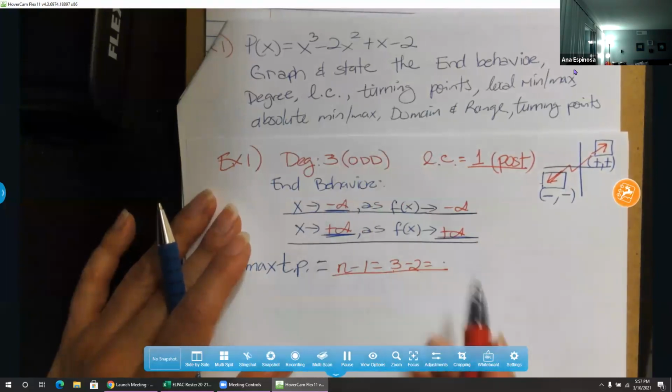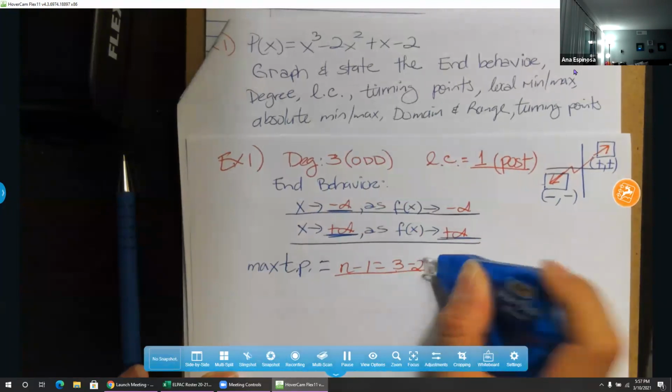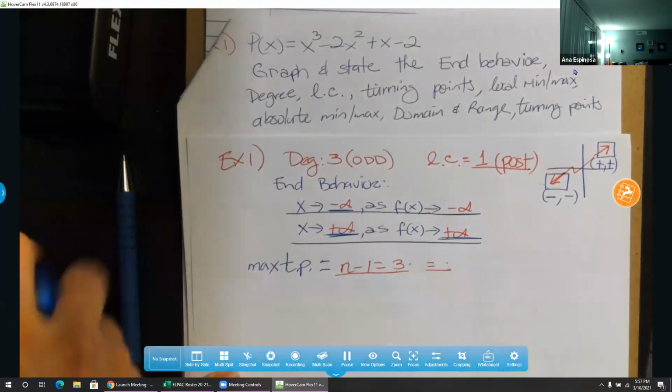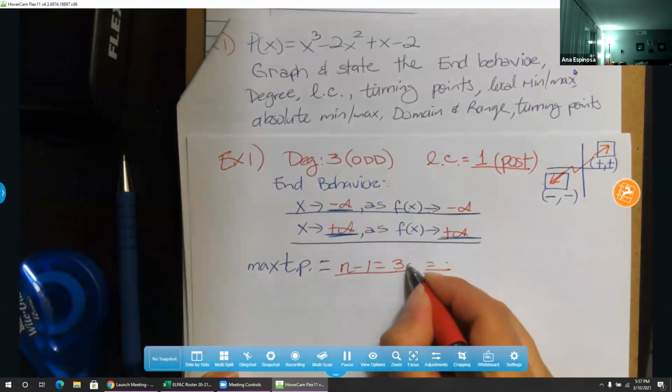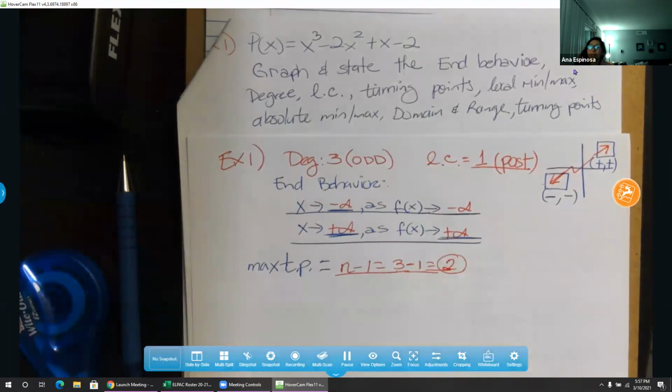right? I'm doing the answer in my head and I wrote it down beforehand. I'm sorry, I already wrote the answer. I tend to do that a lot. Okay, so it's n minus 1, and that gives us 2 turning points. That's the maximum number of turning points for a third degree.